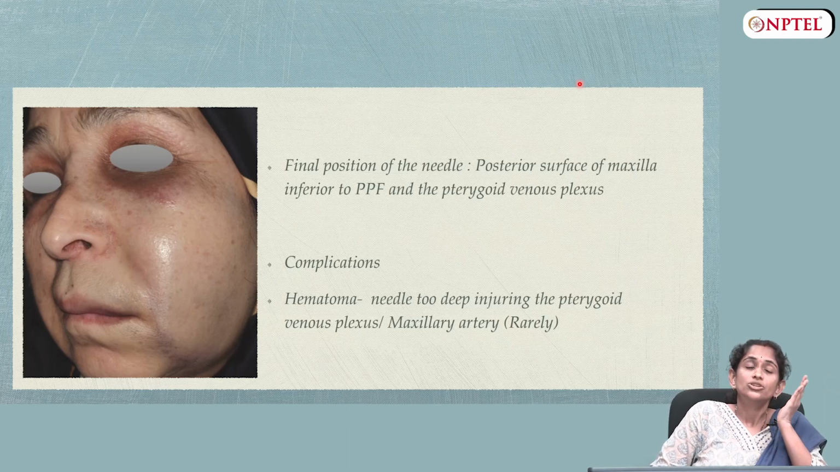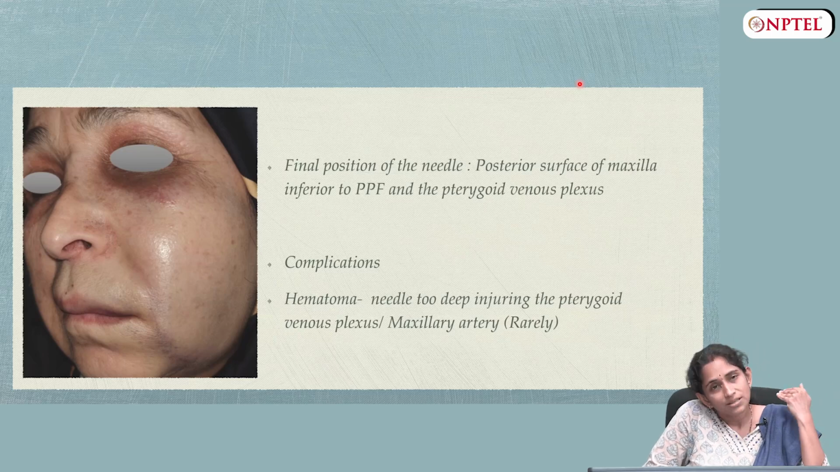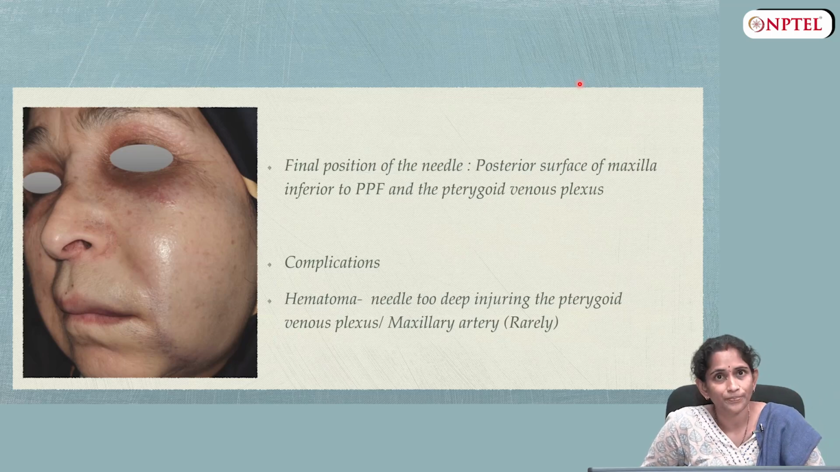After you have applied pressure, discharge the patient home and ask him to apply a lot of cold packs so that the hematoma regresses by itself. So, that is posterior superior alveolar nerve block.